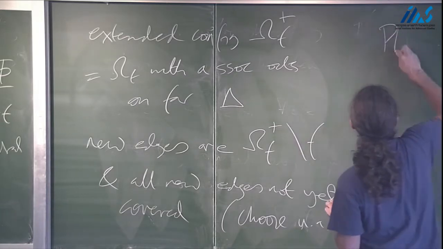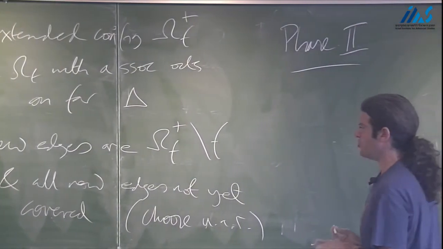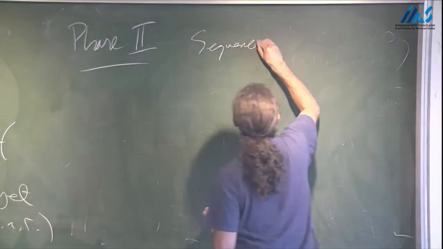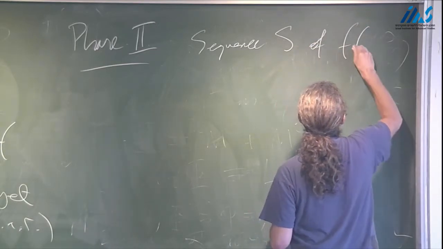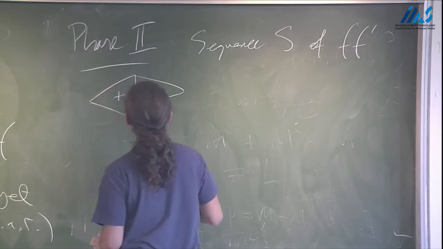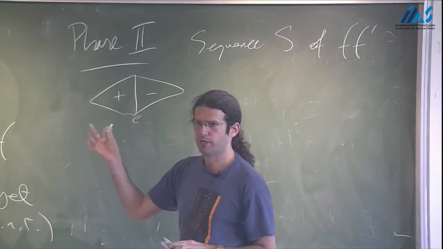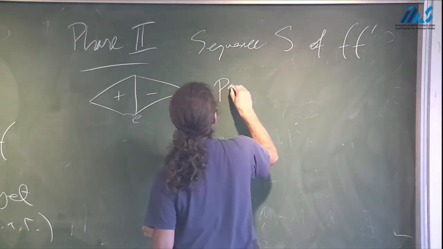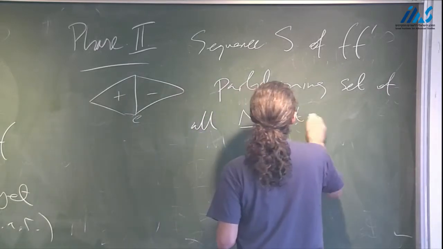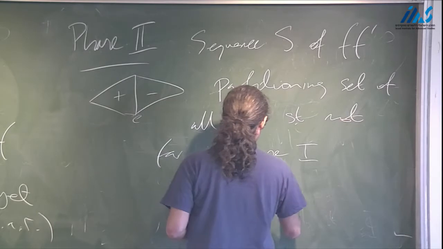And then what's phase two? The form is the same as in the previous octahedral elimination algorithm. So we have a sequence S of F, F prime, which look like plus and minus using some edge E. And these will be all triangles which are not far in the previous step, partitioning the set of all triangles such that not far in phase one and not using an edge of L.